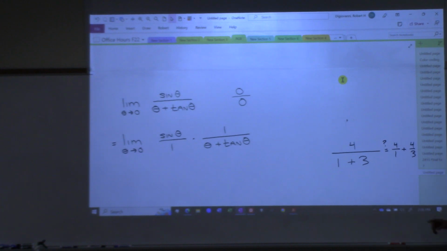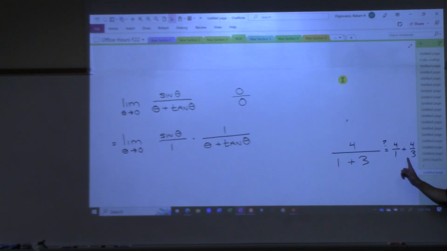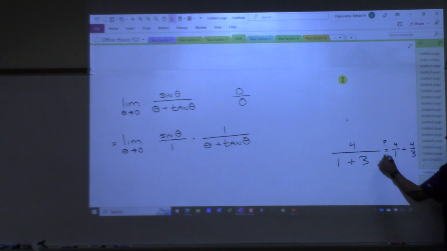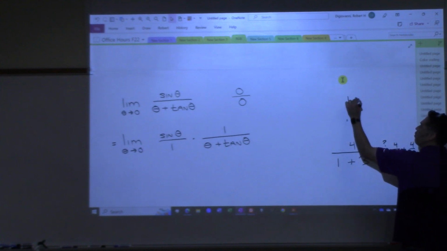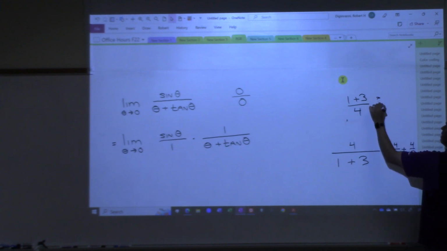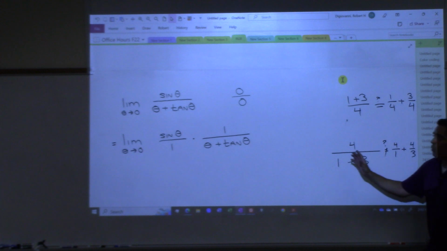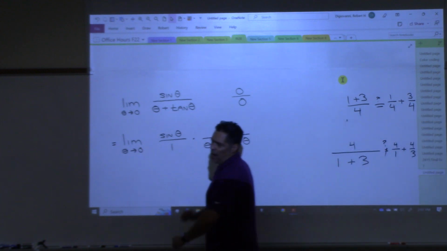Well, I don't think so, because what's 1 plus 3? 4. And what's 4 over 4? 1. So the answer should be 1, right? This is not 1. So this must not be allowed. Now, does it work the other way around? If I do 1 plus 3 over 4, can I split it? 1/4 plus 3/4. Yeah, that is 1, isn't it? And so is that. So unfortunately, we can't split this into 2 fractions.